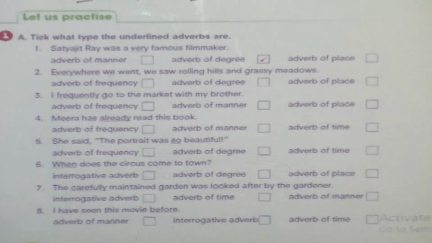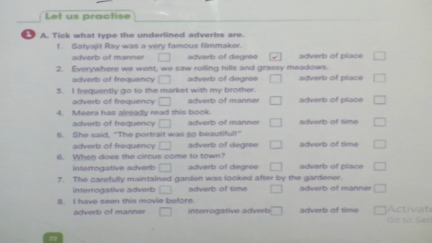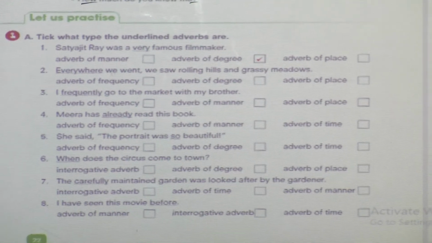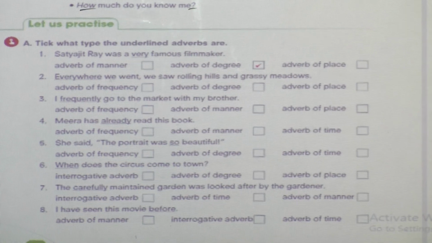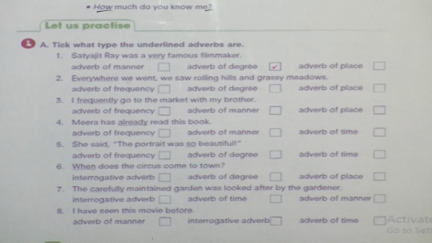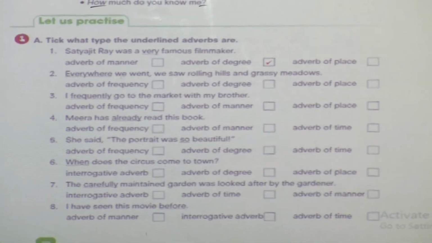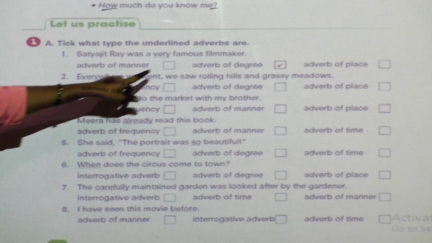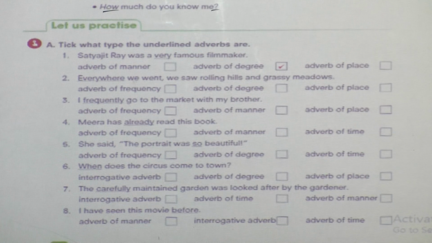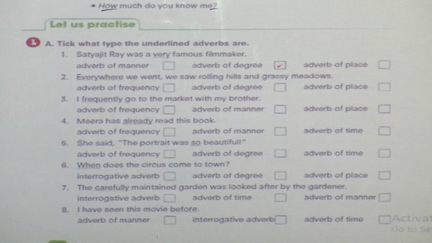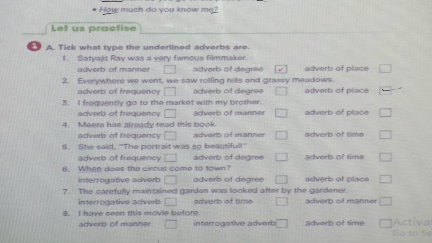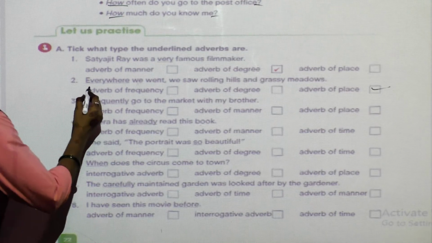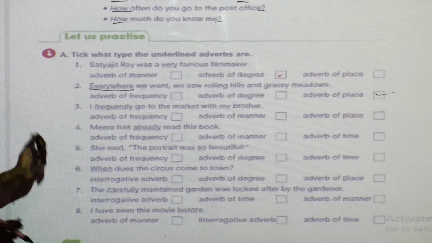Now let us practice with the exercise. Pick what type the underlined adverbs are. First one is done for us. Satyajit Ray was a very famous filmmaker. Very famous. So what is it? Adverb of degree. Okay, we are telling something more, that means we are emphasizing very famous. So it is adverb of degree. Everywhere tells us the place. So it is adverbs of place. See, everywhere we went, we saw rolling hills and grassy meadows. So it is adverb of place. Everywhere means everywhere, it is place.